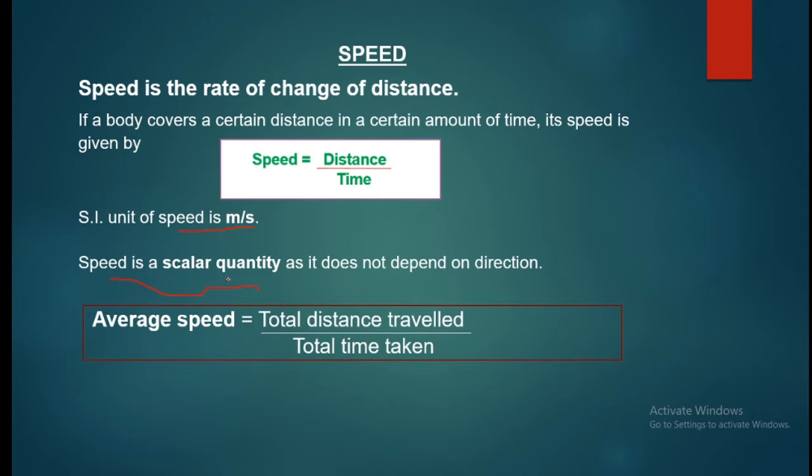And if I want to calculate the average speed, let's suppose I'm saying in 1 hour I've covered 40 kilometers. In next 1 hour I've covered 60 kilometers. I want to find out the average speed. So my average speed has the formula total distance covered upon total time taken. So let's understand this with an example.